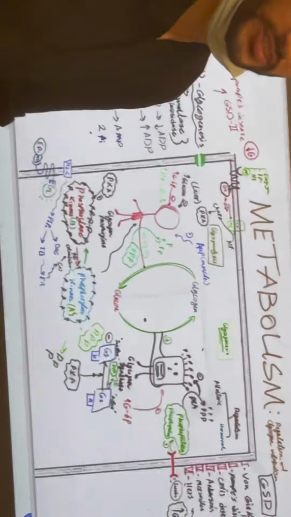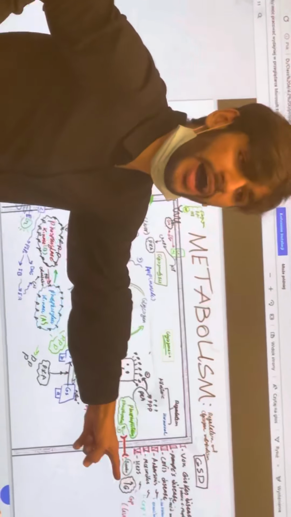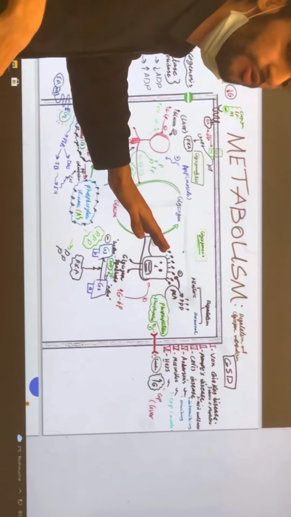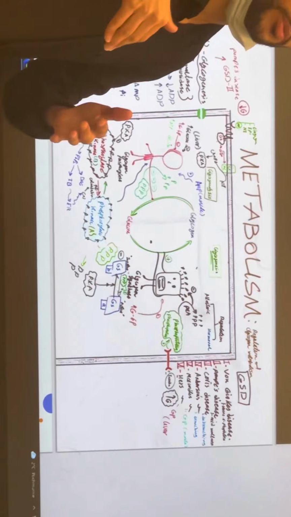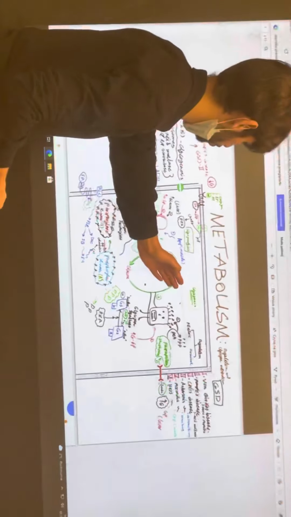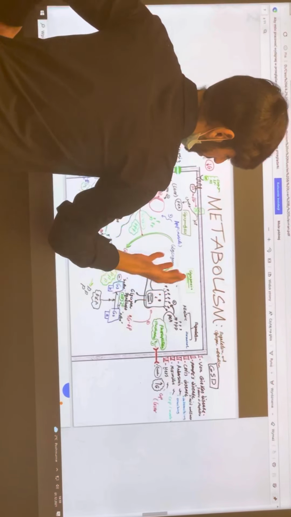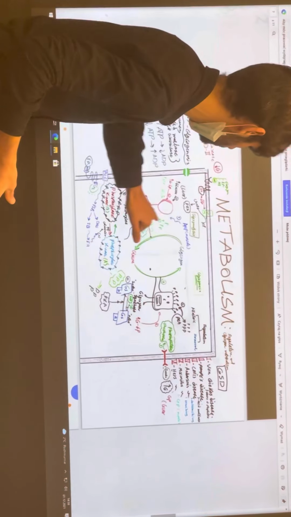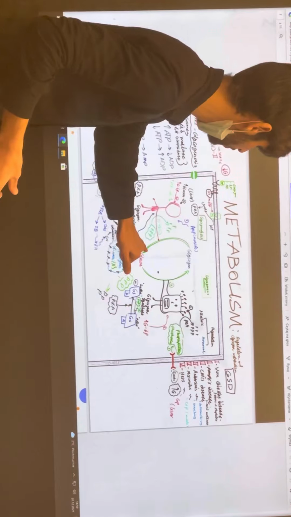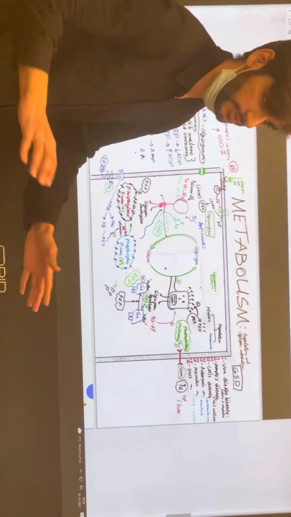So that makes more sense. Initially we had high glucose level, so what we wanted was to convert extra glucose into glycogen. So you see, glycogenesis is happening, and the other process, glycogenolysis, is inhibited.